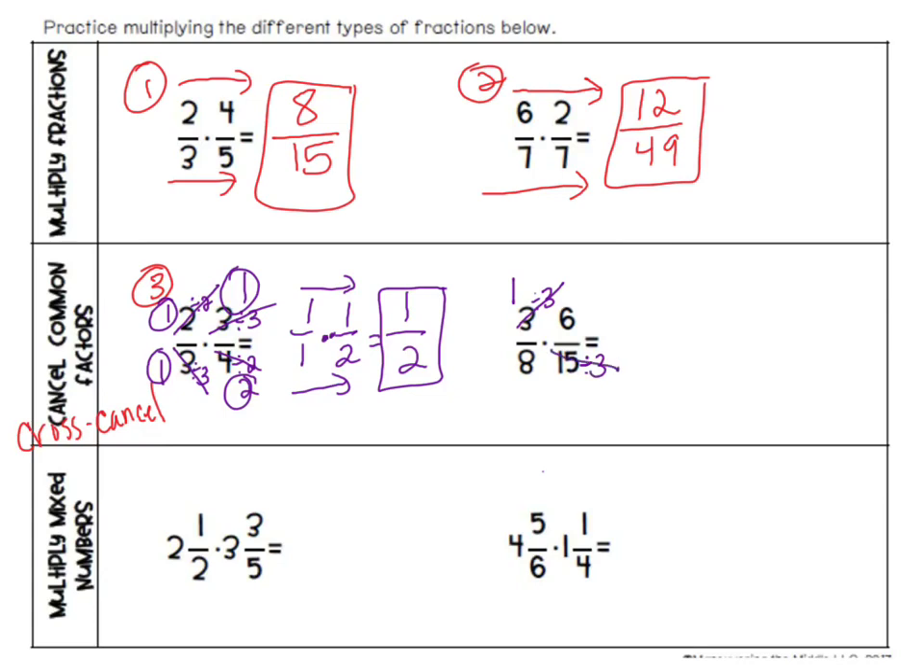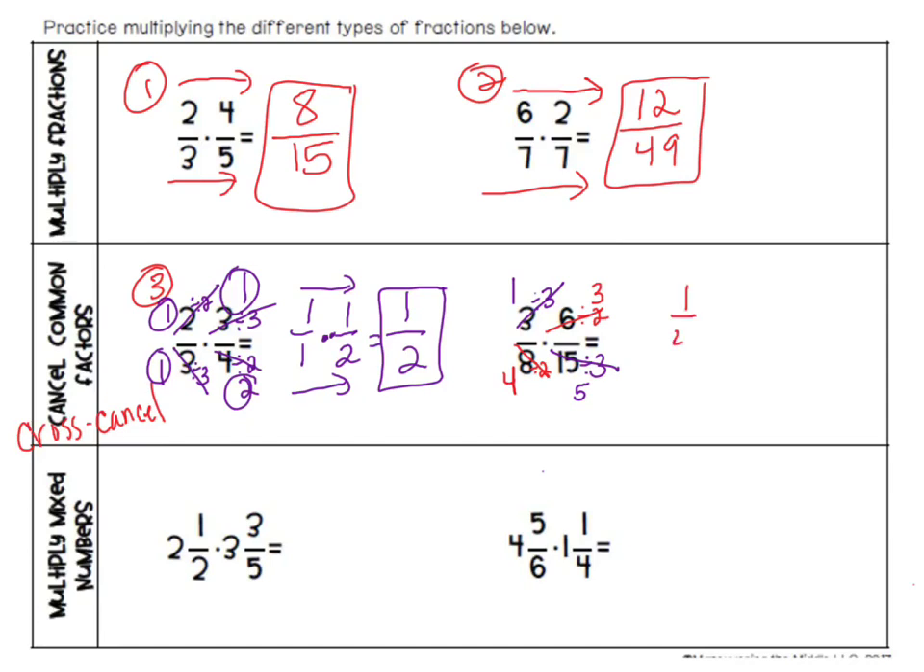15 divided by 3 is going to give me 5. So now let's look this way. I have 6 and I have 8. What can 6 and 8 both be divided by? Well, they're both even. We can divide by 2. So 6 divided by 2 becomes 3, and 8 divided by 2 becomes 4.